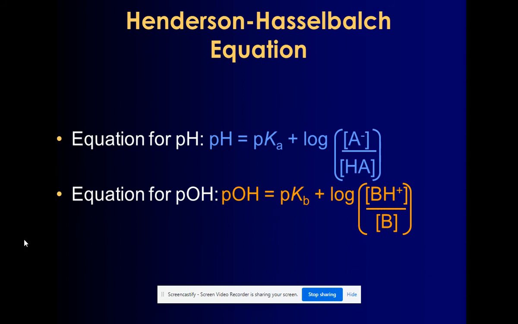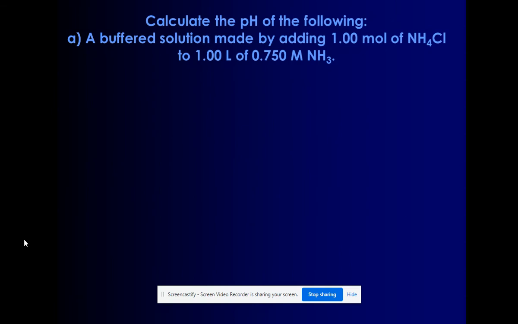If you take a Ka expression and you solve for pH from the hydrogen, that's how you get this equation. I'm not going to go through the derivation for you right now. If you want me to show it to you, let me know and I'll put it up on Classroom. So I'm going to show you two ways to do part A.